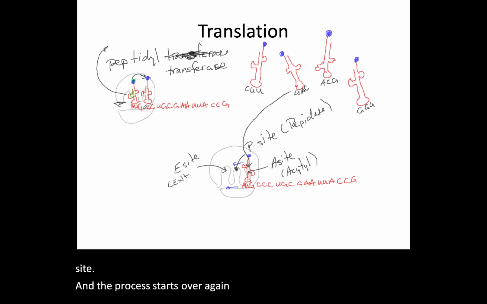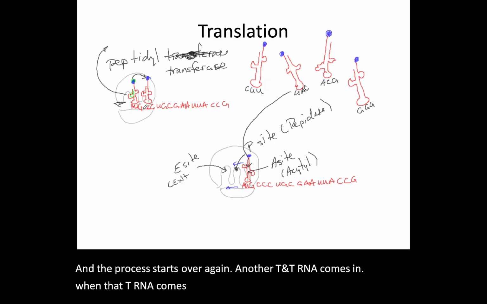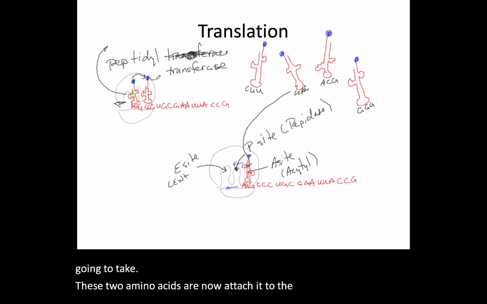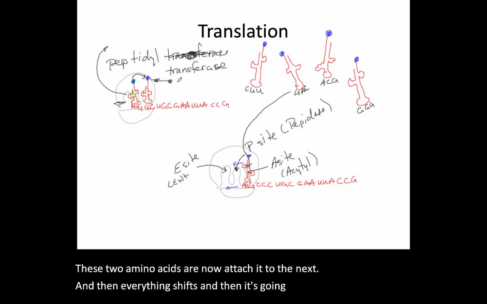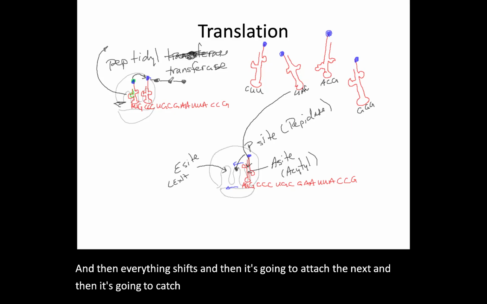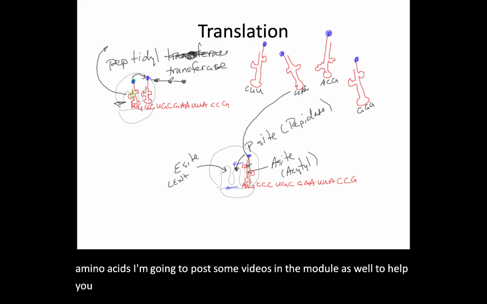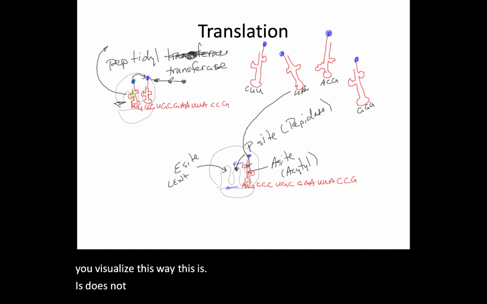Another tRNA comes in. When that tRNA comes in, peptidyl transferase is going to come in. It's going to take these two amino acids and now attach it to the next. And then everything shifts. And then it's going to attach the next, and then the next, until you get this linear sequence of amino acids. I'm going to post some videos in the module as well to help you visualize this more. This does not do well in a static environment. In other words, there's lots of movement to it.